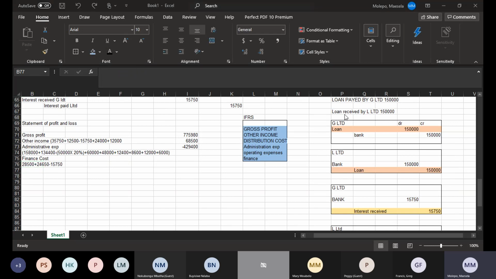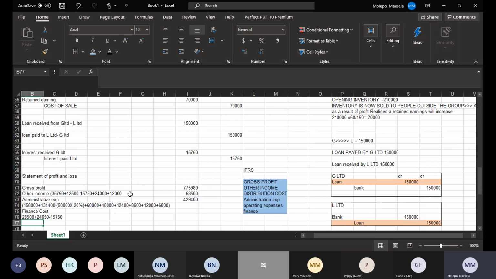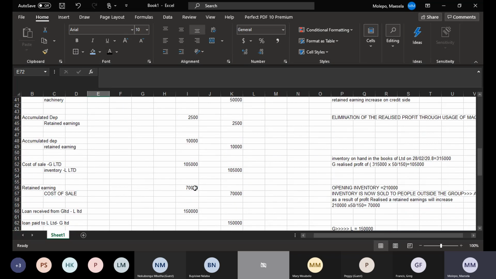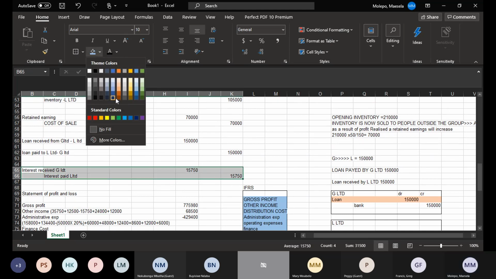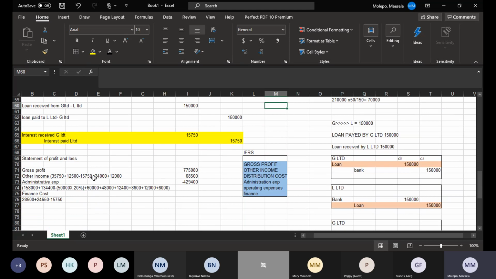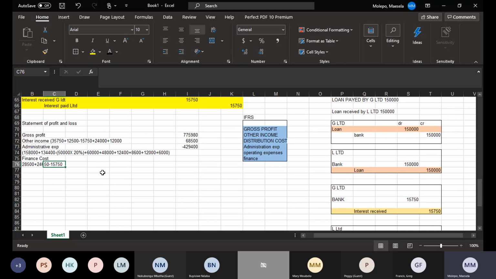This goes back to the question which was raised by Tandeka, if I remember very well, whereby she was asking about the part of the loans. If I don't put this 15,750 on the other income, then I must not also put it here on my finance cost, because here is in, here is out. So at the end, it doesn't have any impact on my SPL because it was eliminated when we were doing the elimination journals. So here you add it, and here you subtract it, so it doesn't have an impact.